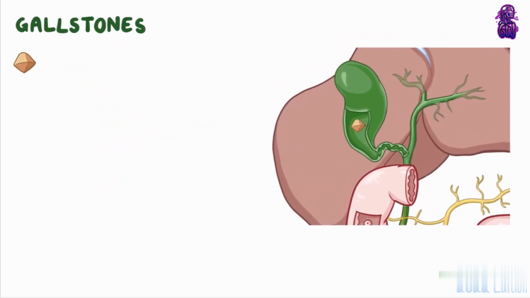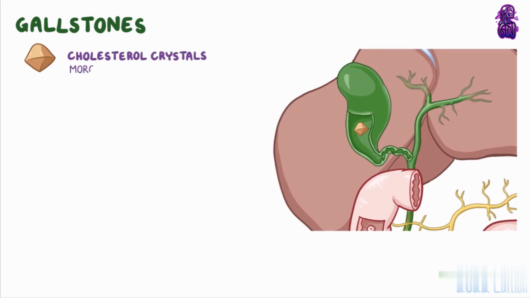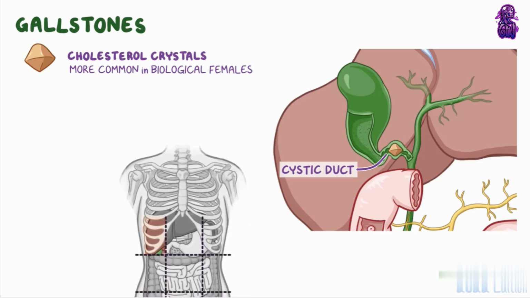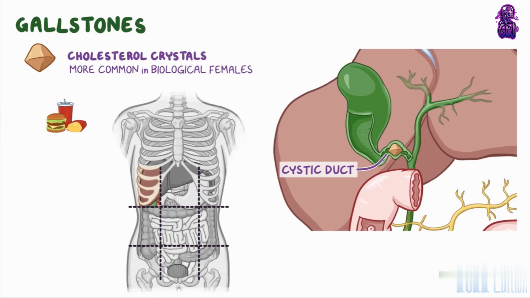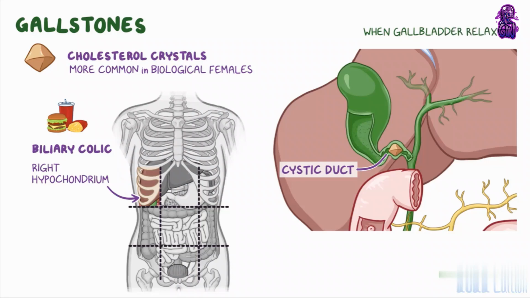Now, gallstones are mainly made of cholesterol crystals, and they arise more commonly in biological females. Even though they usually form and stay in the gallbladder, sometimes they can migrate and obstruct different parts of the hepatobiliary tree. When a gallstone blocks the cystic duct, it obstructs the passage of bile from exiting the gallbladder. In this case, contraction of the gallbladder, like after a fatty meal, can lead to biliary colic, which is an intense spasmodic pain located in the right hypochondrium or right upper quadrant. When the gallbladder relaxes, the stone might move back into the gallbladder, relieving symptoms.